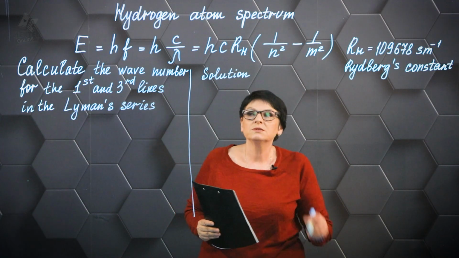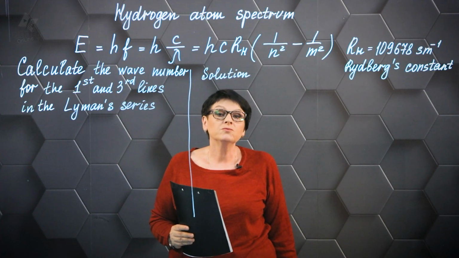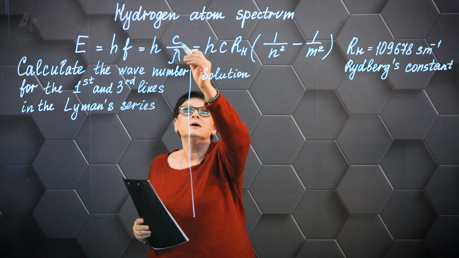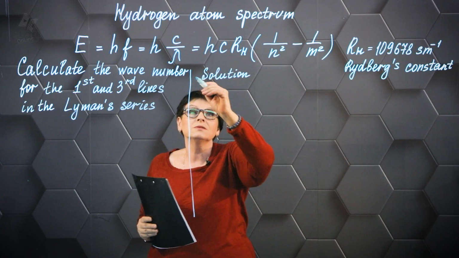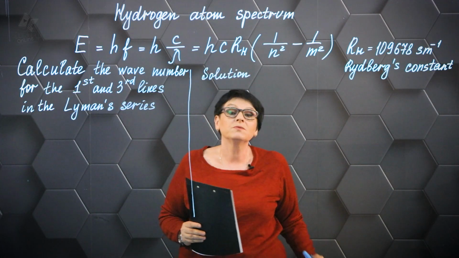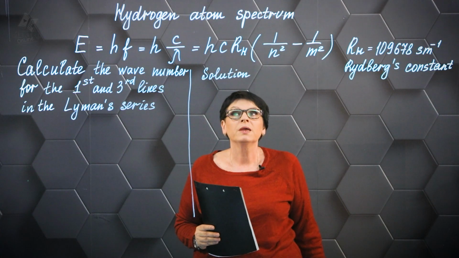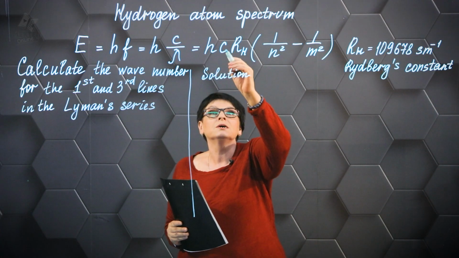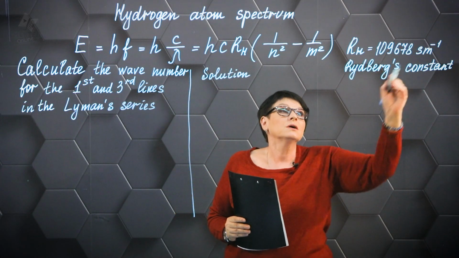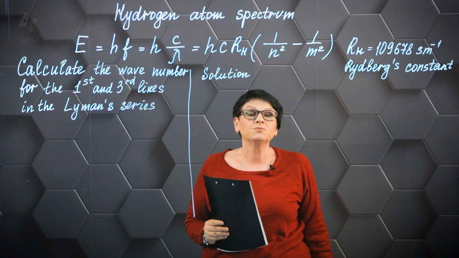In order for this to be possible, we need to know the basic formula that I gave above, in which we can see familiar concepts such as Planck's constant, the speed of light, and wavelength. If we write down this value, we have an expanded formula in which there is the Planck constant, the speed of light, and the Rydberg constant, which is equal to 109,678 centimeters to the power of minus one.